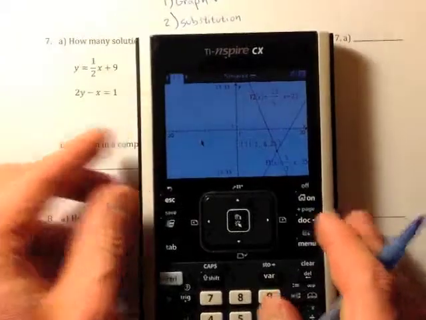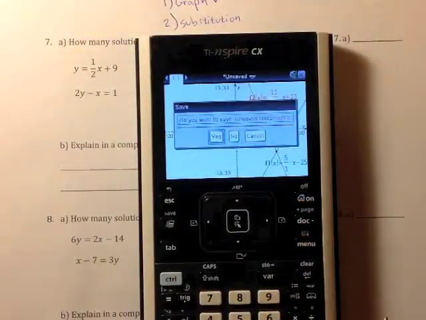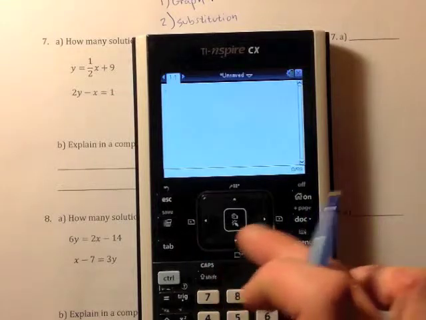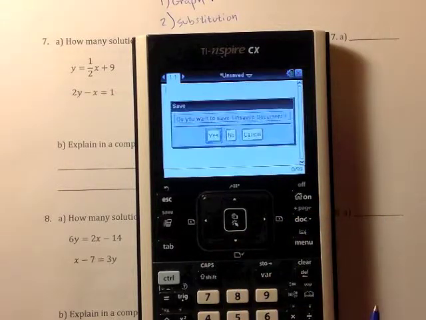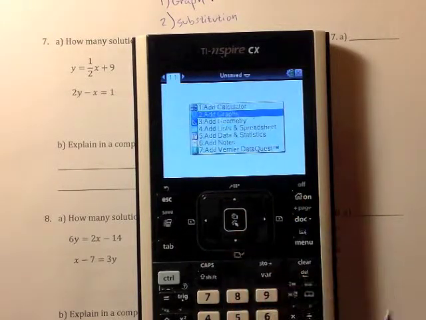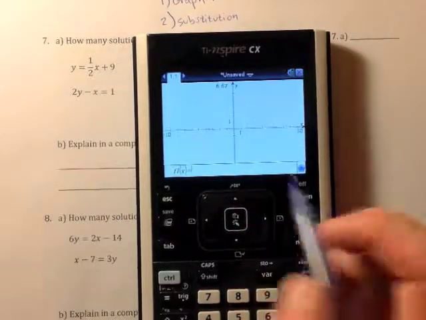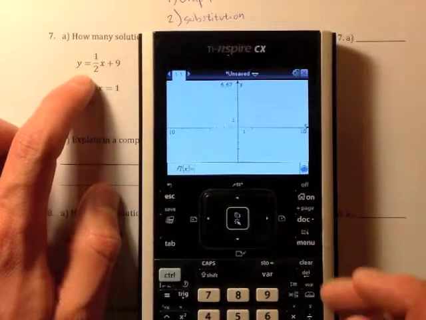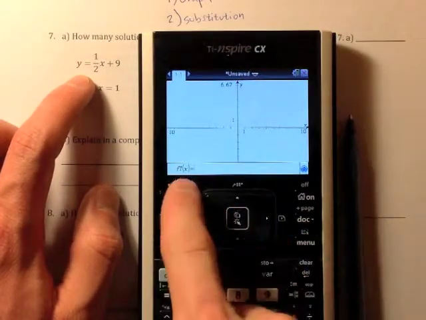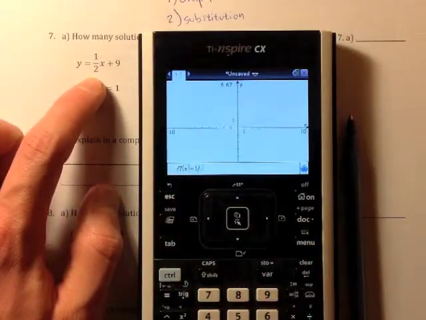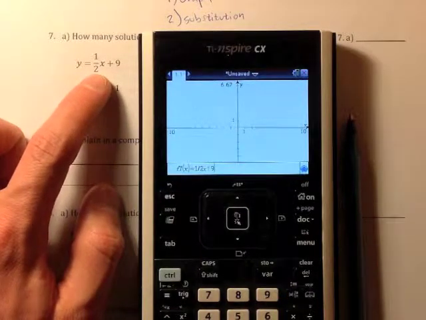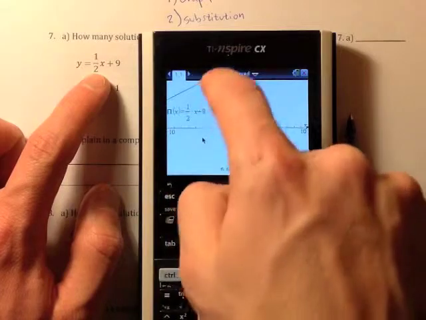So first of all, file new, again, don't save, add a graph. Oops, I added a calculator. There we go. First equation is already solved for y, so I can plug it into the calculator directly. Y equals 1/2 times x plus 9. So there's our line up there.